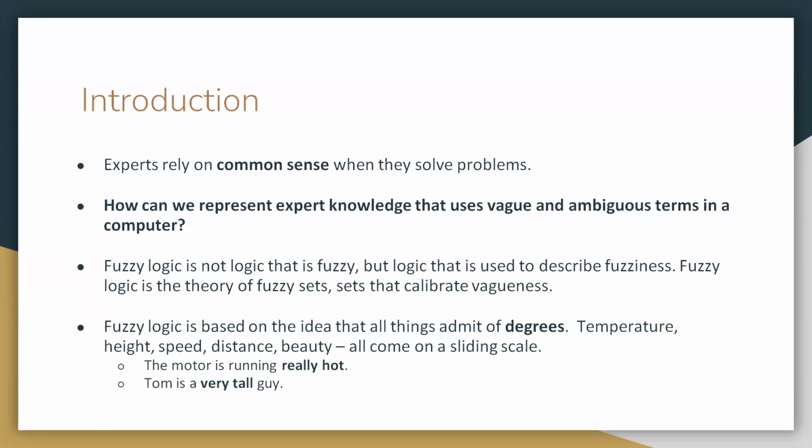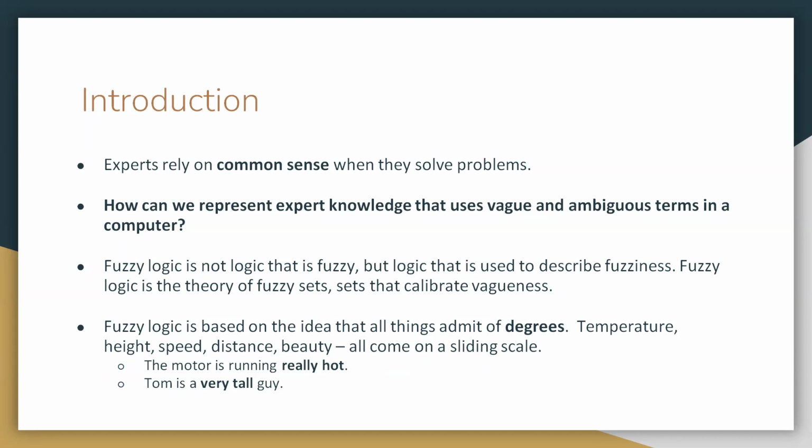So experts basically rely on common sense, that is the human nature, when they solve problems. So how can we represent expert knowledge that uses vague and ambiguous terms when it comes to a computer? Because when you talk of human common sense, we know how to evaluate the difference between true and false or the values that come between this.